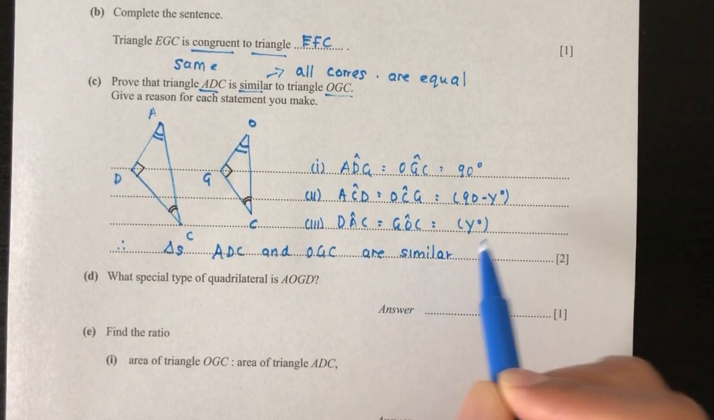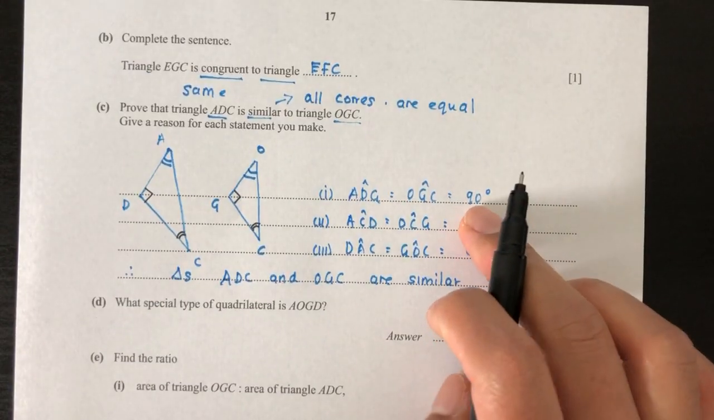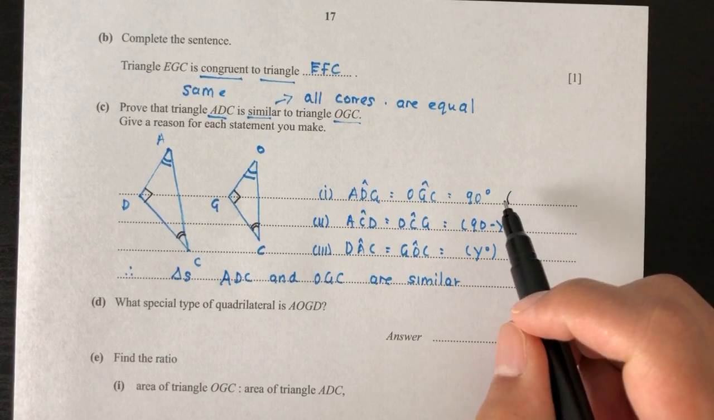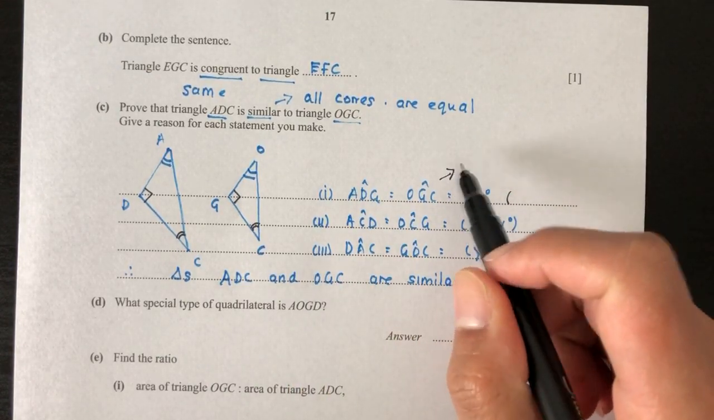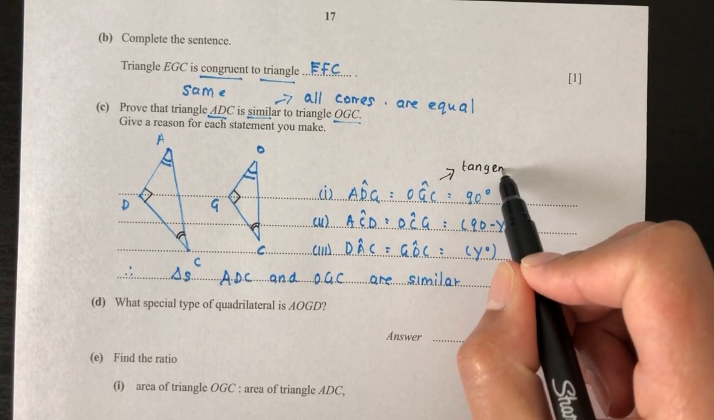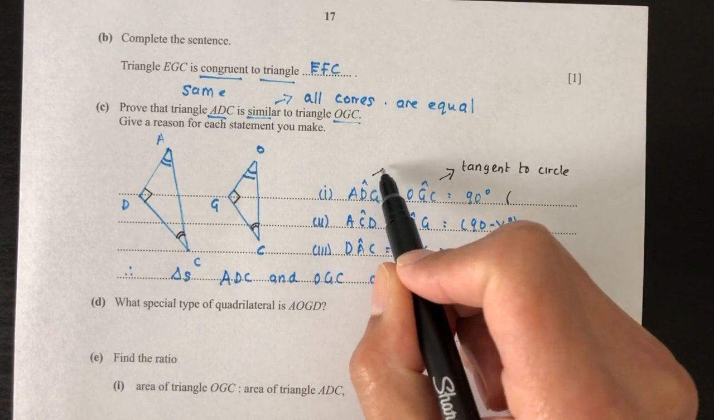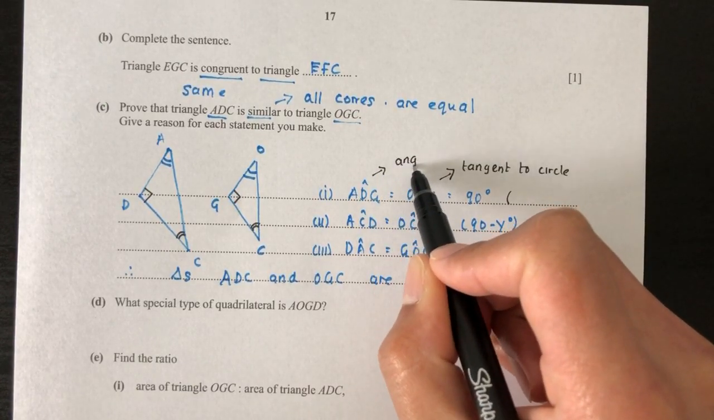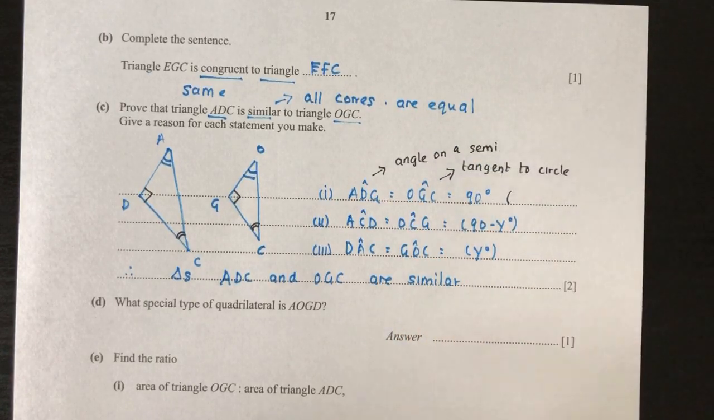In that case, you have to write your reason, as you can see. The reason why this is 90 is because this one is tangent to circle, and this one is angle on a semicircle. That's the reason.